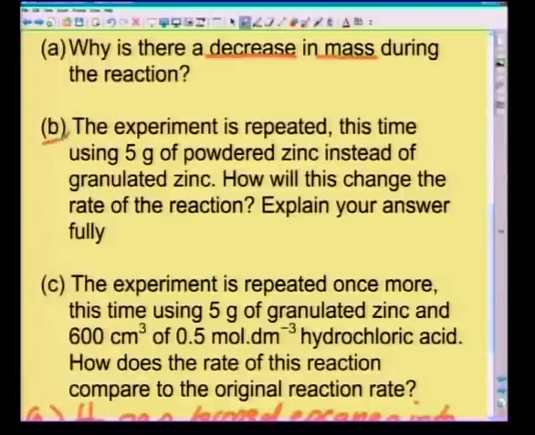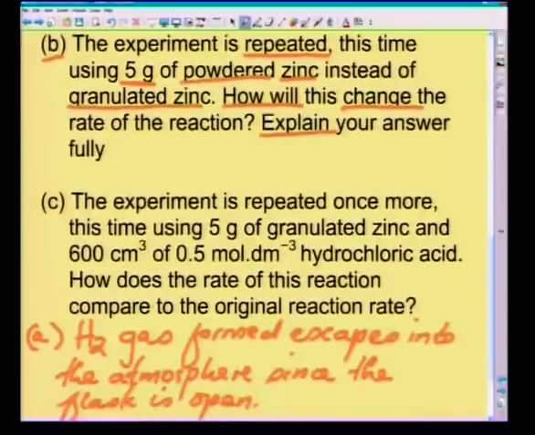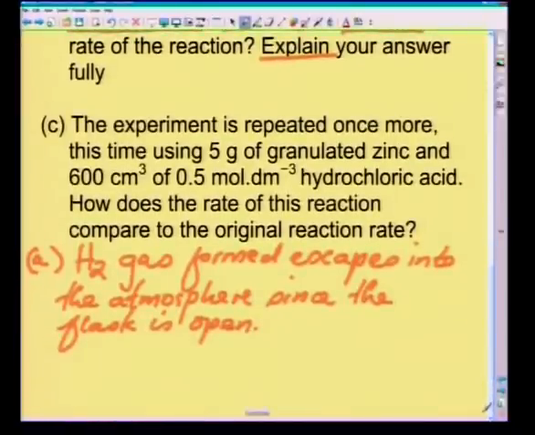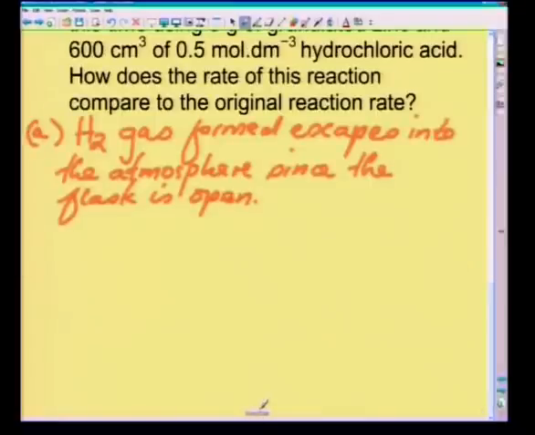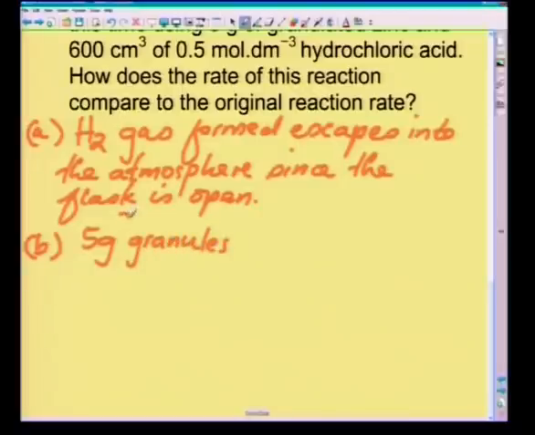Right, coming to number B, the experiment is repeated this time, and we are using 5 grams of powdered zinc instead of granulated zinc. How will this change the rate of reaction? Explain your answer. Okay, now you're using the same amount of zinc you started with, it's 5 grams. The only thing you did was to move from 5 grams of zinc granules. Okay, that is the initial stage.